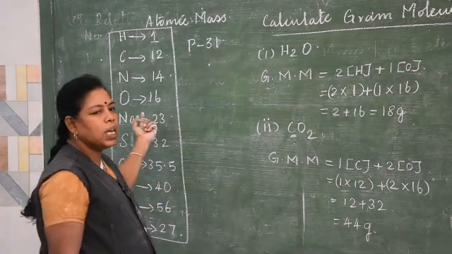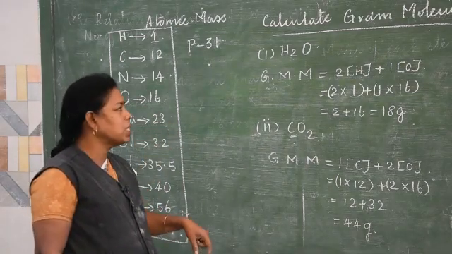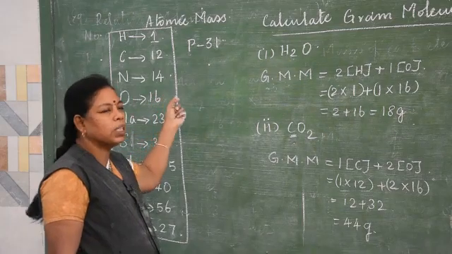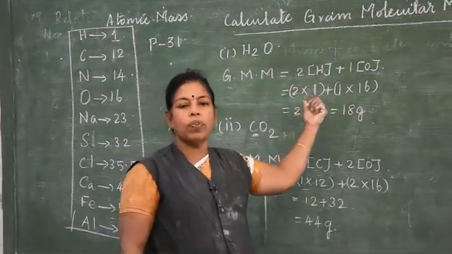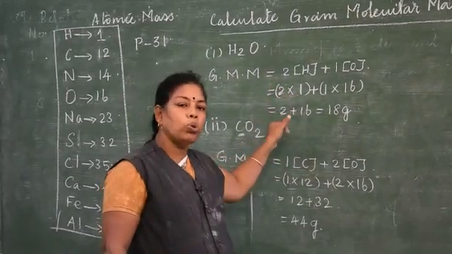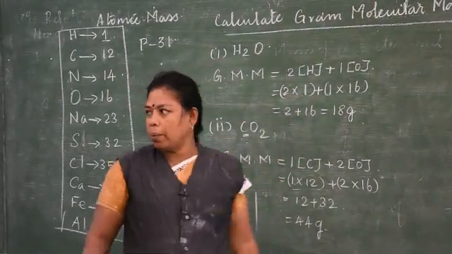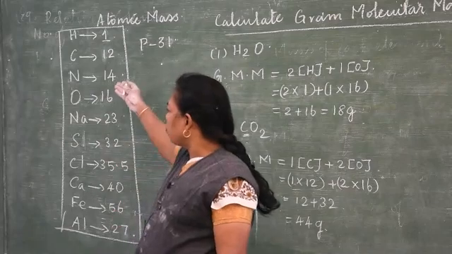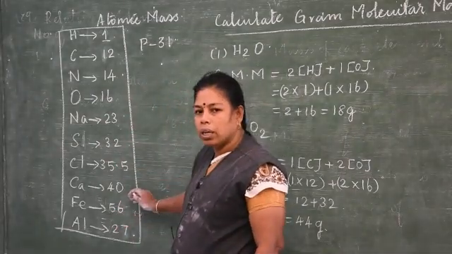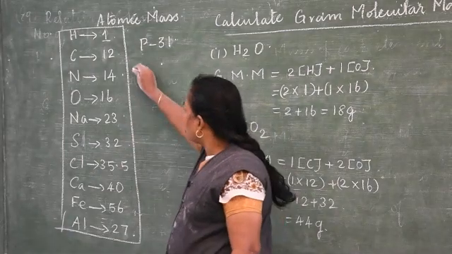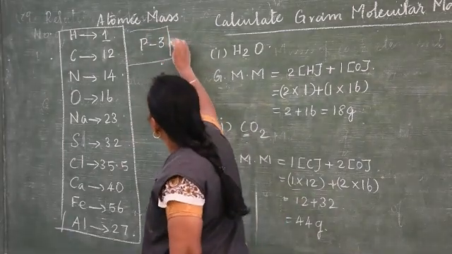And after that I taught Avogadro hypothesis. Then after Avogadro hypothesis I taught how to calculate the gram molecular mass of a compound by using the atomic mass of the element. This is very important. You have to note it. For solving the problems given in this lesson, this tabular column is very important. So you should mark it.